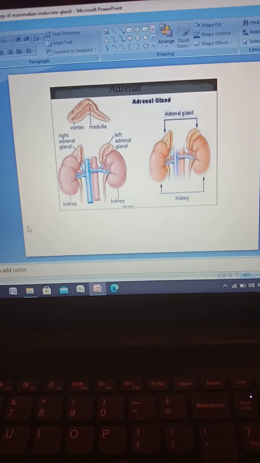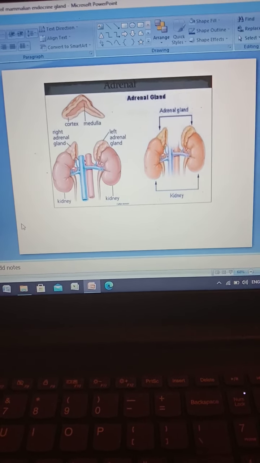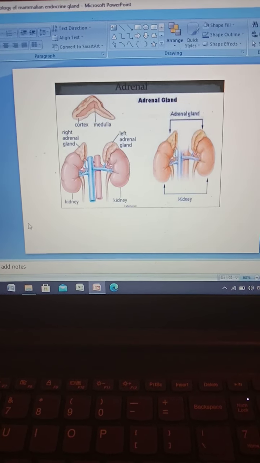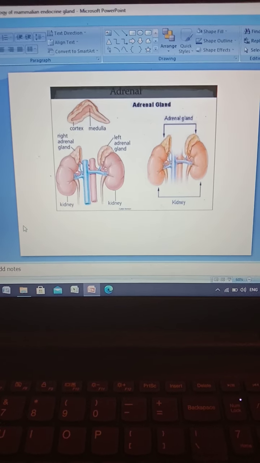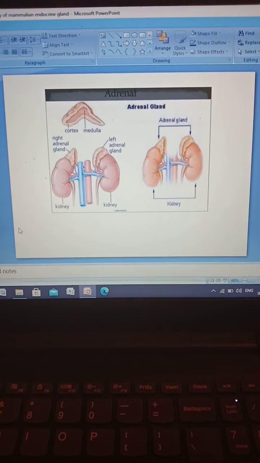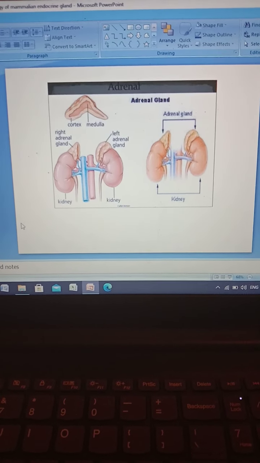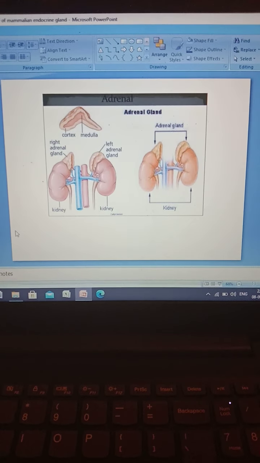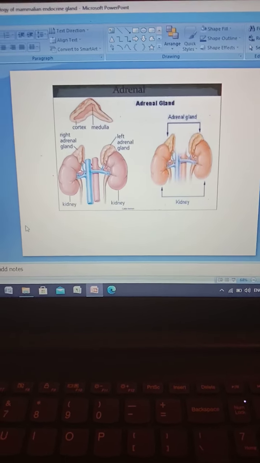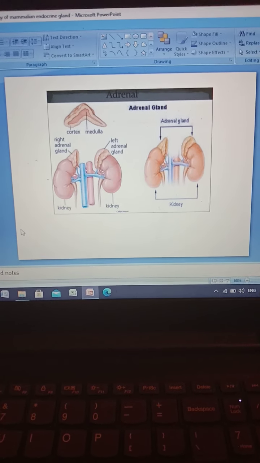Topic under morphology of mammalian endocrine gland. In previous lecture, we studied the pituitary gland, thyroid gland, and the parathyroid gland. Now we will see about the adrenal gland.